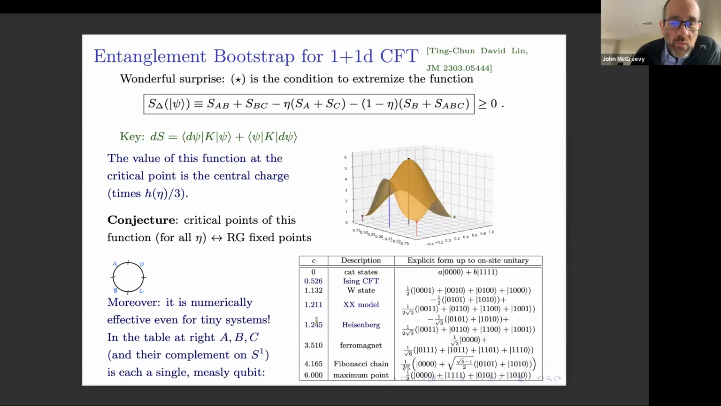Similarly, around C equals 1, there are 2 states corresponding to C equals 1 CFTs. One is actually the ground state and spectrum of the XX model. Another is the ground state of the Heisenberg model. And then there's some other fixed points. One of them is cat states, which have C equals 0, where there's a ground state degeneracy.